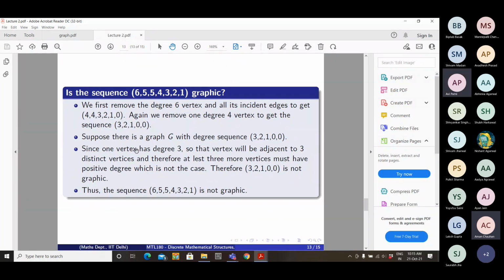Sir, we could simply apply the handshaking lemma also here, because there's 5 5 3, so there are 3 odd vertices, 3 vertices. No. Here you see that 5 5 3 2 1 also there, no?